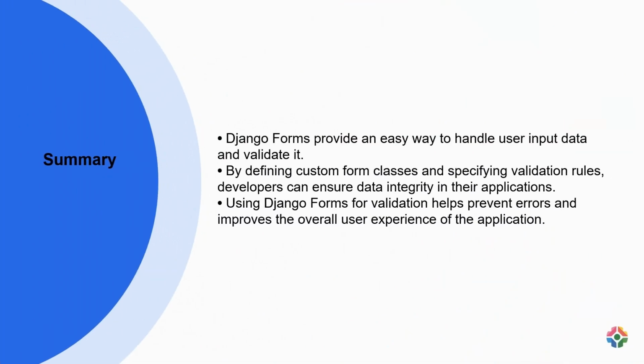Django Forms streamline the management of user input and data validation by creating custom form classes with specified validation criteria. This process safeguards data accuracy within applications. Implementing Django Forms minimizes errors, enhancing the application's usability. For instance, imagine a registration form for a website where users input details such as email addresses and passwords. By using Django Forms to validate this information, developers can confirm that users provide valid and correctly formatted data, ensuring the system's integrity and functionality.